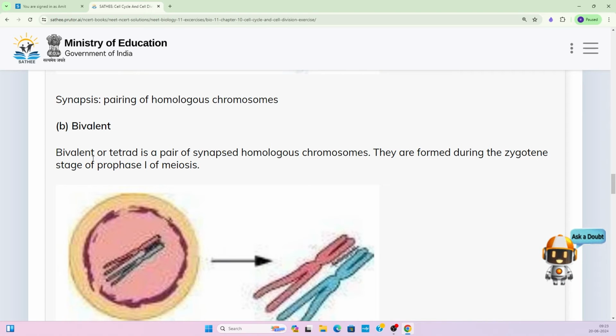Bivalent or tetrad is a pair of synapsed homologous chromosomes, and they are formed during the zygotene stage of prophase 1 of meiosis, right? This is very, very important to understand. The bivalent or tetrad is formed at the time of synapsis of homologous chromosomes.